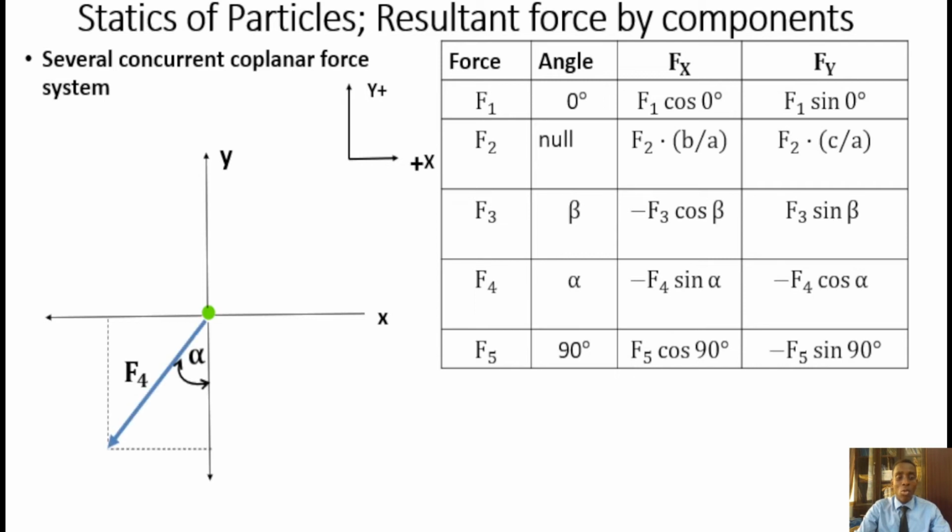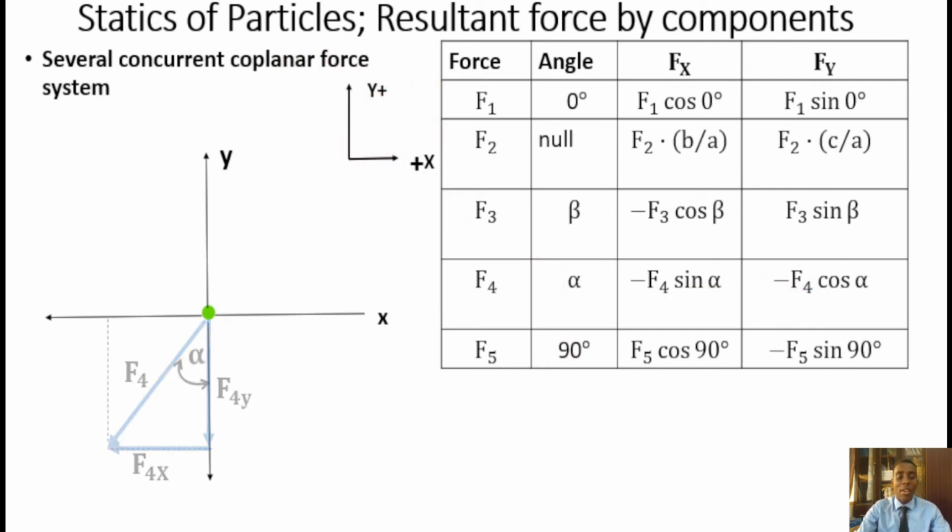Now looking at F4, drawing a rectangle and getting F4x, F4y, clearly you can see that this alpha here is opposite to the side. And so F4x now becomes sine. So don't really memorize that all the time x will be cos and y will be sine. No. Look at the geometry. And so this is F4x and then F4y. So F4x becomes minus because it is in this direction. Similarly, F4y also becomes minus. Right? They are opposite to the direction we chose.